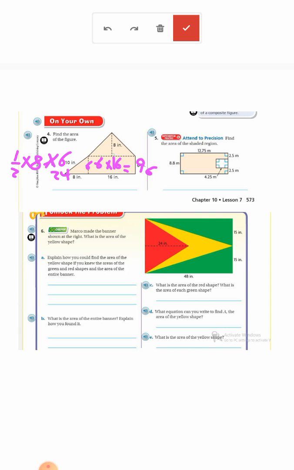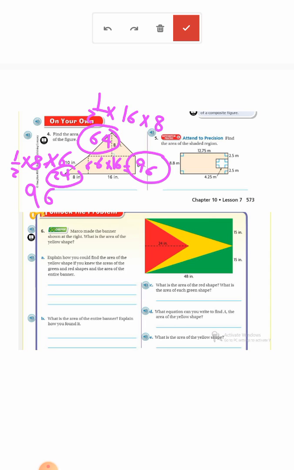Still we have the big triangle. The big triangle, this base is 16. So half multiply 16 multiply 8. Half 16 is 8 multiply 8, 64. After that, we are going to add them together. It gives me 96 plus 64 plus 24. It gives me 184. Excellent.